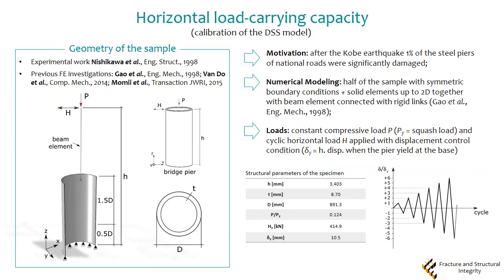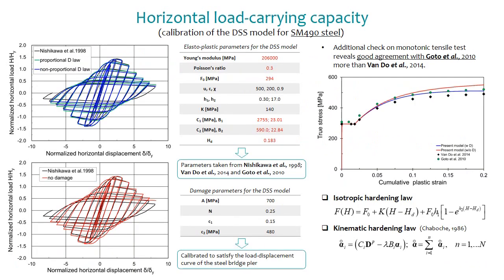Next, the model performances are tested reproducing the experiments carried out by Nishikawa and others in 1998. The slide introduced the geometry, the numerical assumptions, and the 2 types of load, P and H, applied to the structure. The elastoplastic parameters have been taken from the paper referenced in the slide, and the damage parameters were calibrated also with a uniaxial tensile test found in literature.